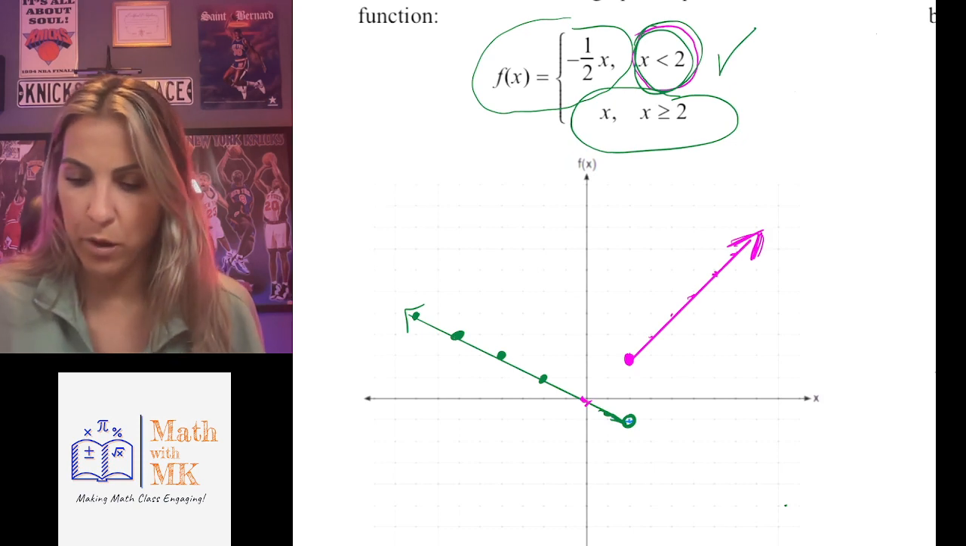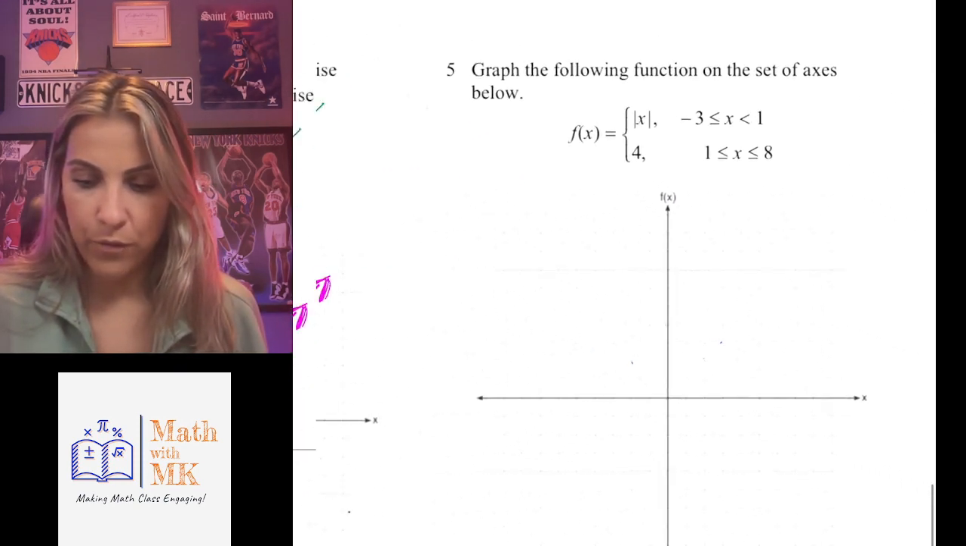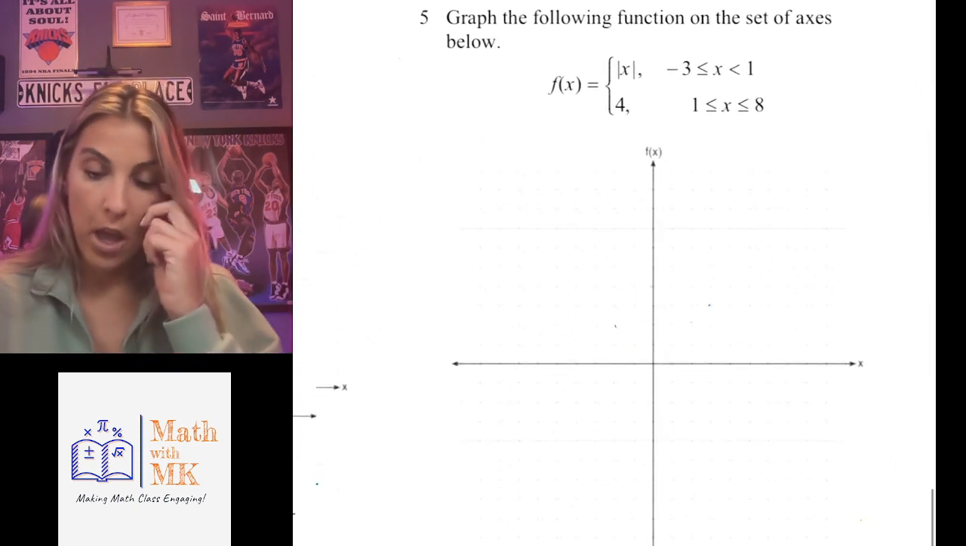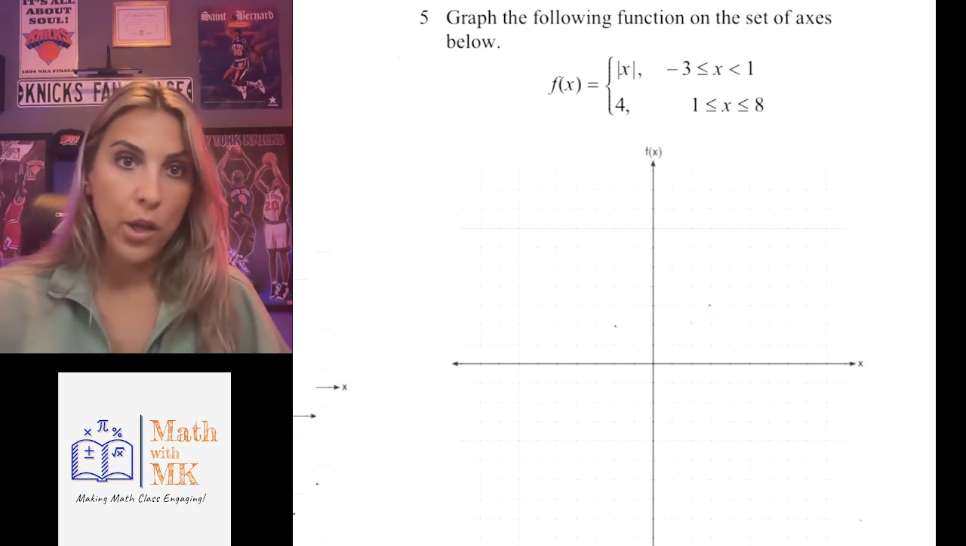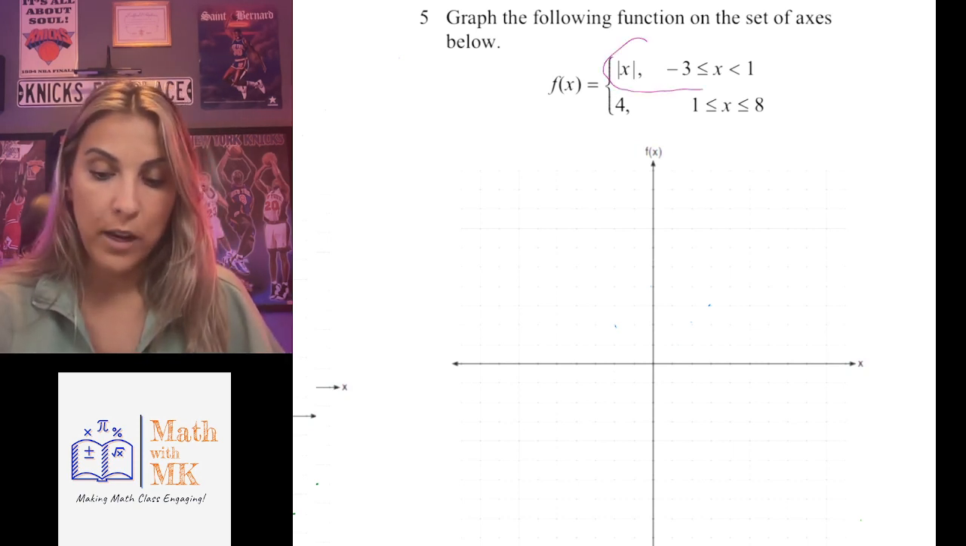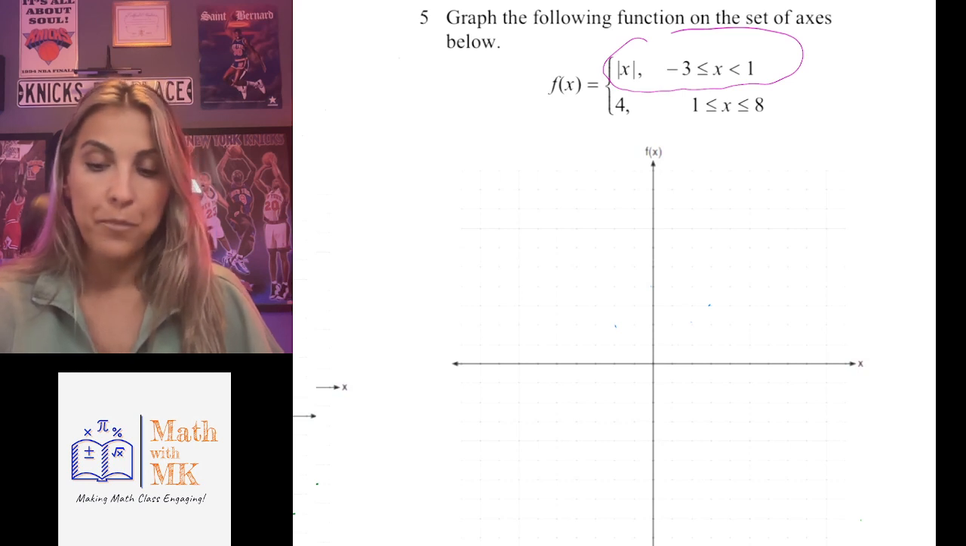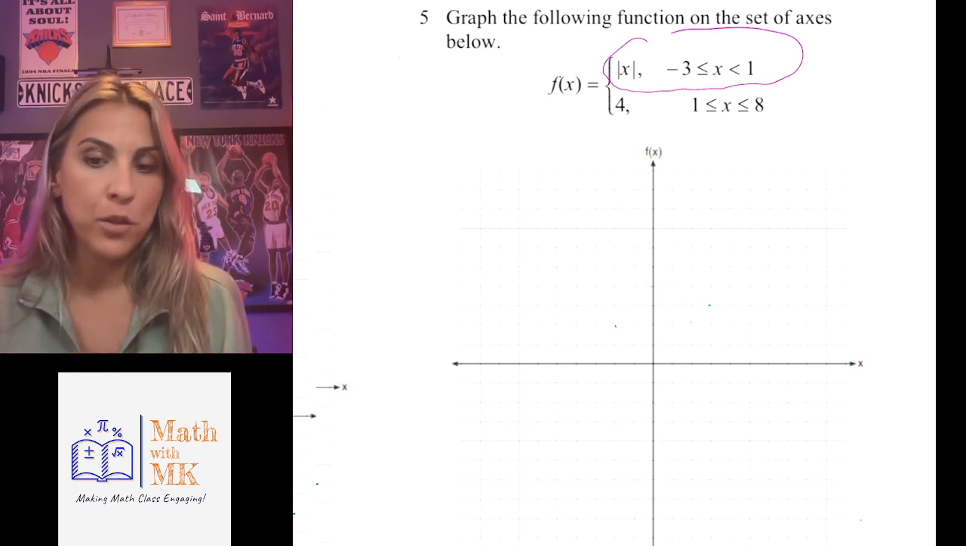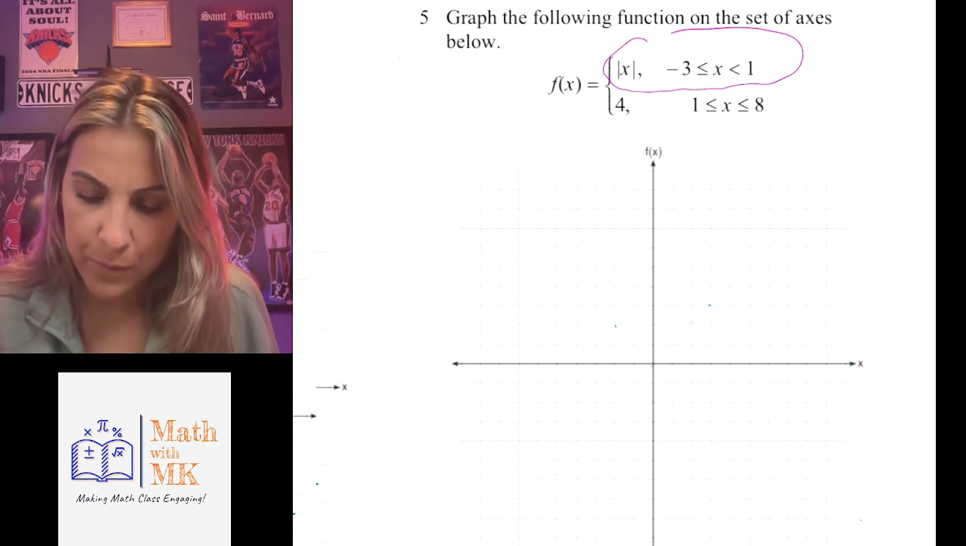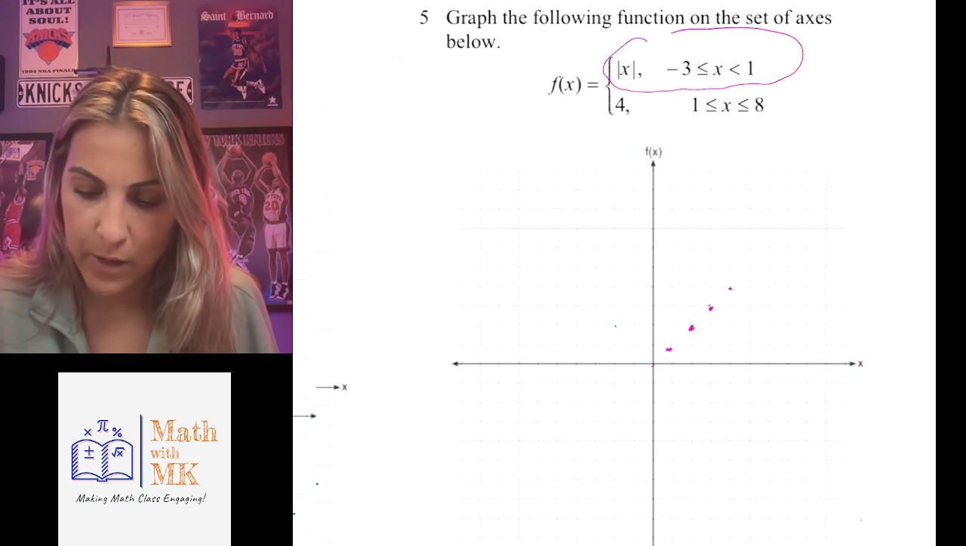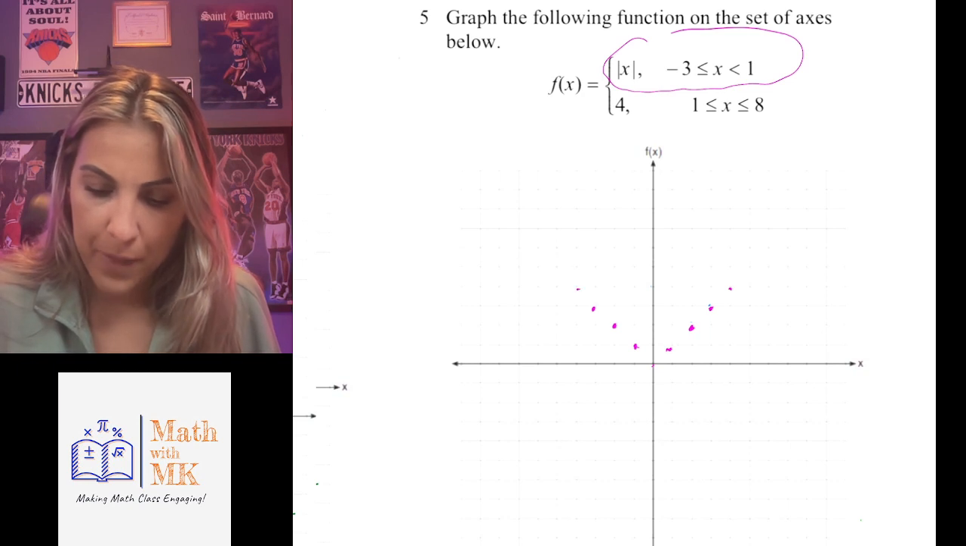Okay, let's do one more. Graph the following function on the set of axes below. So I have f of x equals absolute value of x, but only between these values. So I'm going to graph that v that the absolute value makes, right, starting at the origin.